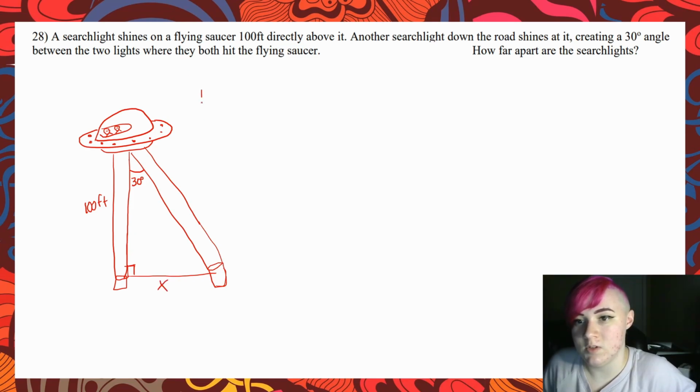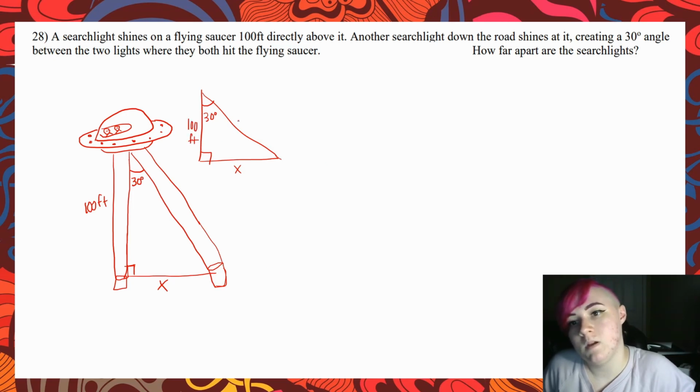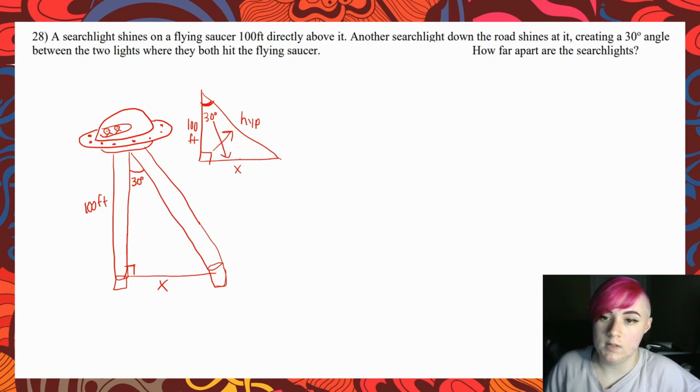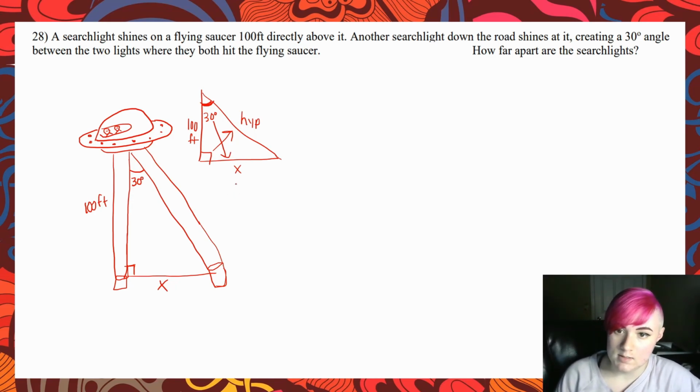If we move this onto a triangle, we can put the x here. We know this is a right angle, this is 30 degrees, and this is 100 feet up. With that we can label the sides. Across from the right angle is the hypotenuse. Across from the angle we're looking at is the opposite side, and the other one is the adjacent side. On this example, we do not have a hypotenuse.